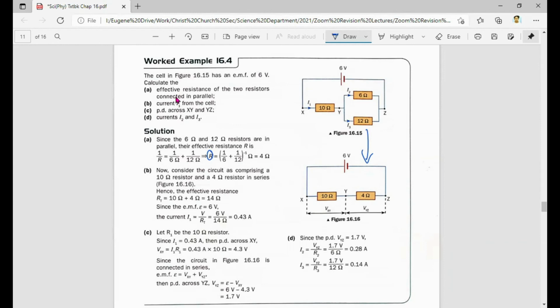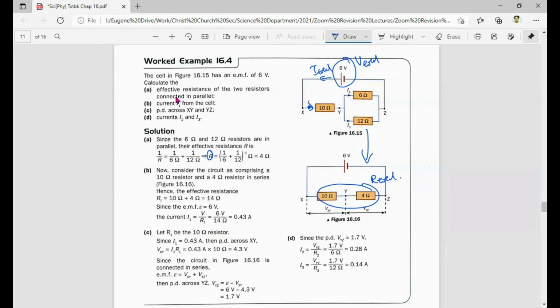Now they ask, what's the current I1 from the cell? So I1 from the cell is here. I1 from the cell is actually I total. So if I want to find I total, I need V total, which is this, and I need R total, which is this.